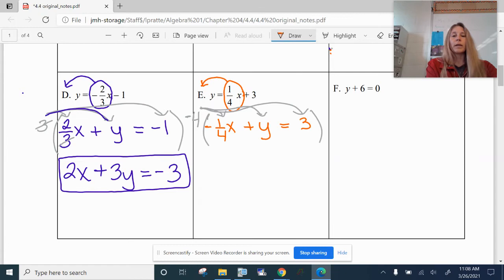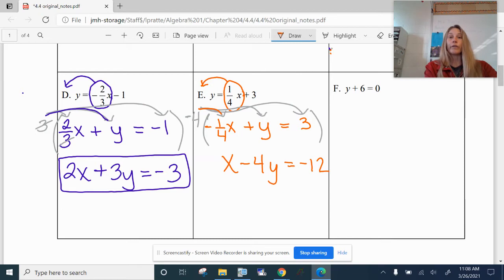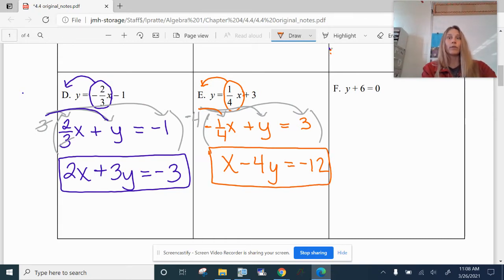So when I distribute a negative 4 to negative 1/4, the negatives and the 4's cancel. I'm just left with 1x. When I distribute the negative 4 to the y, I have negative 4y. And when I distribute the negative 4 to my 3, I get negative 12. No fractions anymore, no decimals. My x coefficient is a positive 1. So this is a good standard form answer.